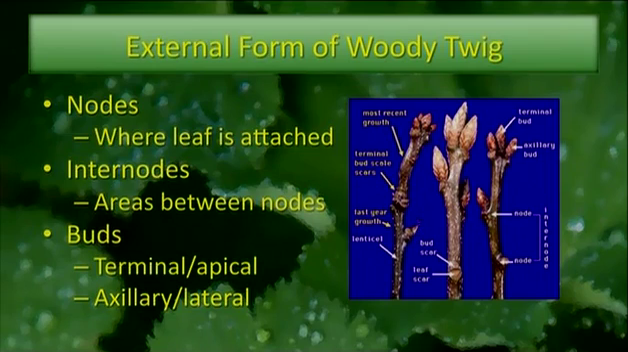So what these do is that the apical bud actually helps to maintain apical dominance. It keeps the plant growing in an upward direction or in a lengthwise direction, okay? It keeps growing in length.